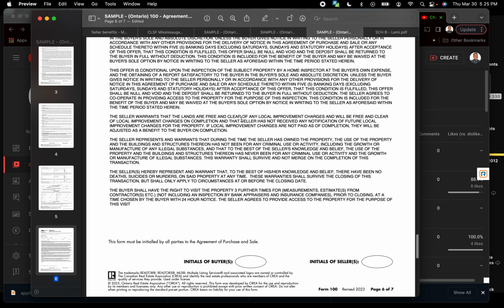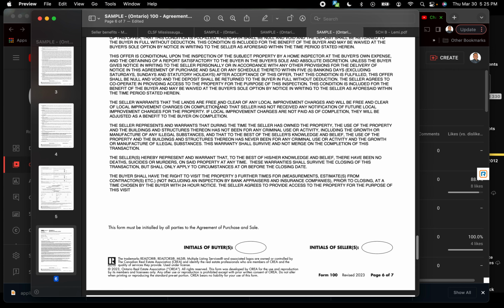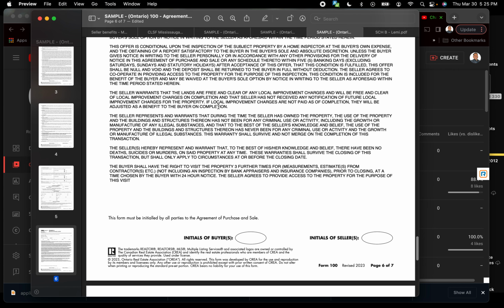Again, if the area that we're considering is fairly older and it's been more established, what this simply means is that the chances of having local improvements is usually slim to none. But again, we just want to make sure that the sellers did not receive any notification for any improvements, and that you as a buyer are not hooked for these improvements.